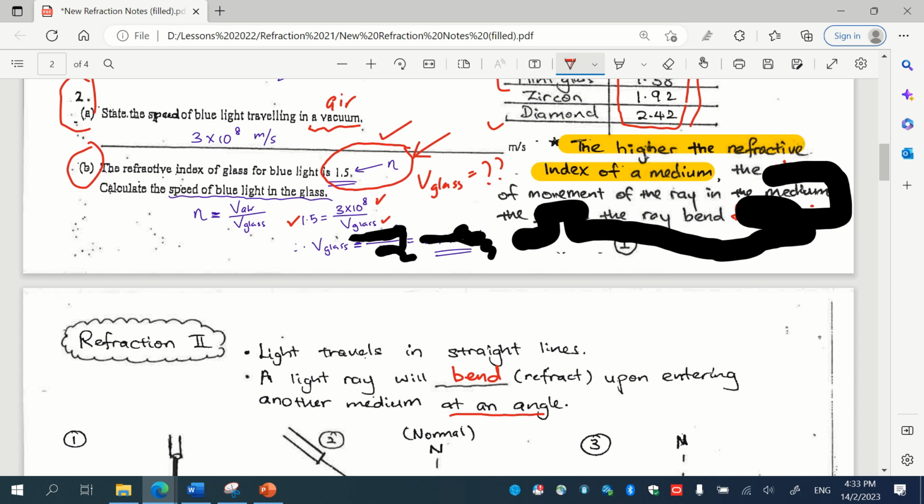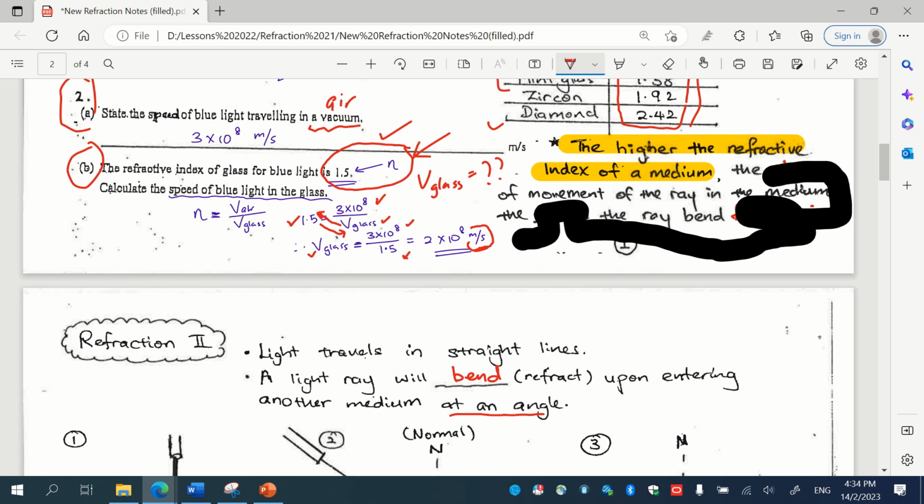Now how do you cross multiply? When the unknown is below the fraction, all you need to do is bring it up, exchange position, then bring the 1.5 down. So the equation becomes like that now. You bring the speed of light in glass that you want to find up, then bring 1.5 down. So now you have speed of light in glass equals 3 times 10 to the power 8 over 1.5. You press your calculator, and you'll get 2 times 10 to the power 8. Since you're finding speed, it should be meter per second.